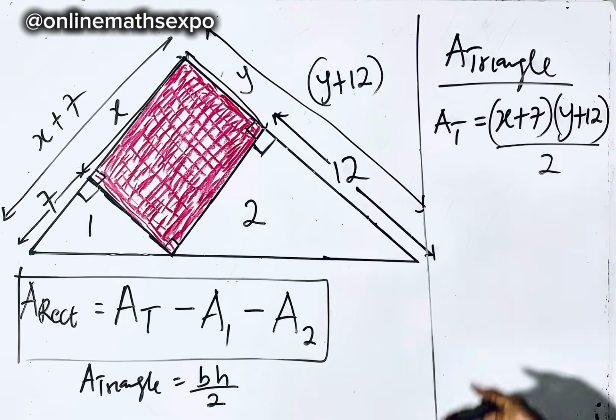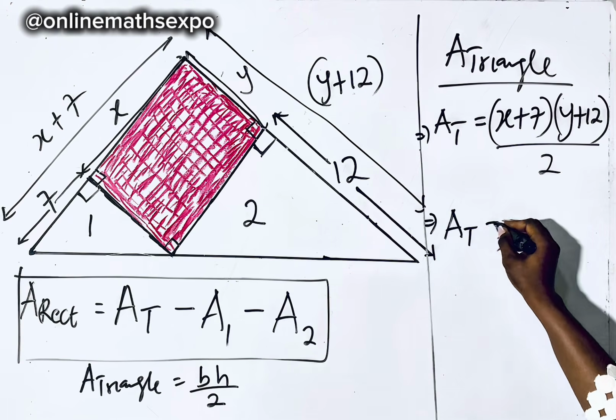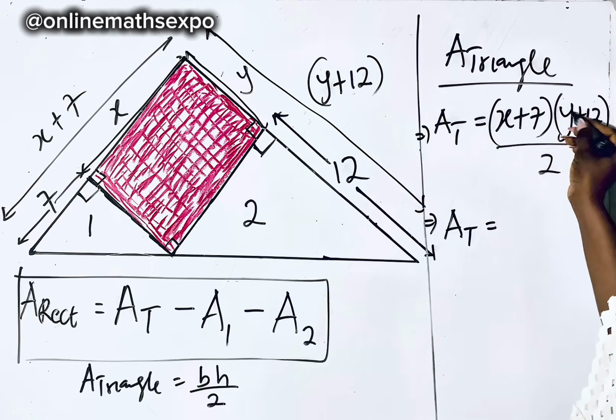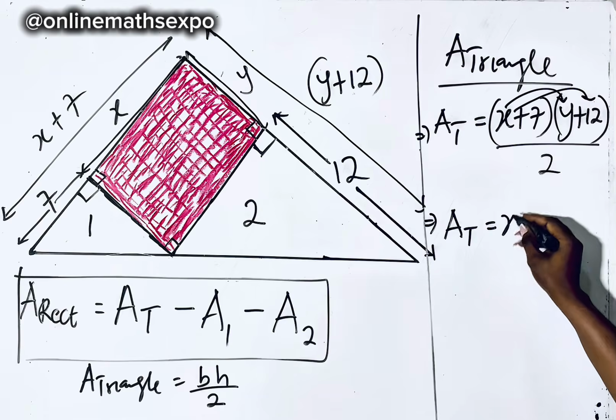So what should we do? We are going to open up the bracket. So the area of the triangle will give us, use this to multiply, and also do the same. x times x is x squared.